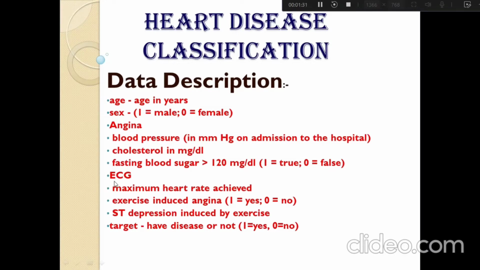And then ECG, maximum heart rate achieved and exercise induced angina. The angina induced by exercise is represented as 1 which is yes. If the angina is not induced by exercise, it is represented as 0 which is no. After that the ST depression induced by exercise. After that the target: whether the person is affected by the disease, then it is 1. If the person is not affected by the disease, then it is 0.